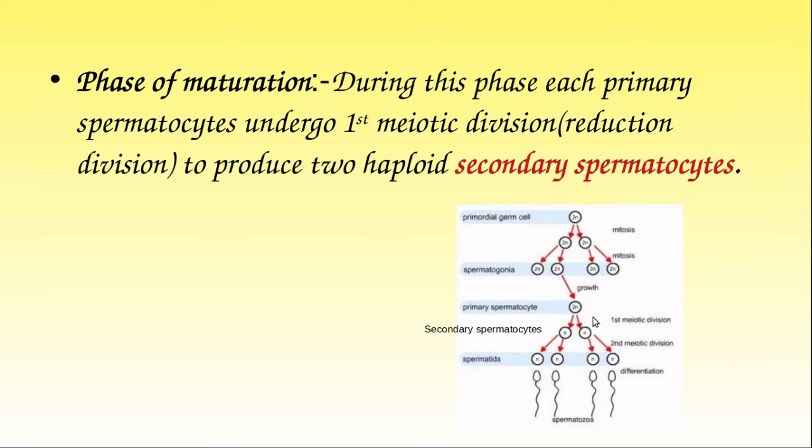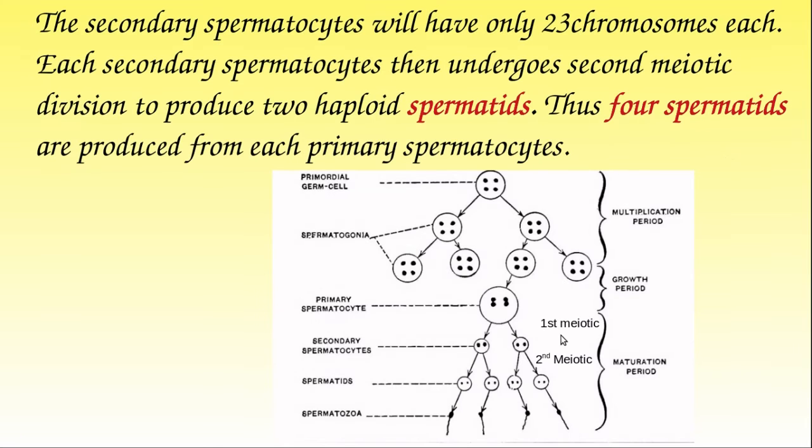The primary spermatocyte undergoes the first meiotic division to form secondary spermatocytes, which are haploid. The chromosome number becomes reduced to half, so these daughter cells are called secondary spermatocytes. So, phase of multiplication, phase of growth. After the phase of growth, primary spermatocytes are formed. Now the primary spermatocyte undergoes the first meiotic division, which is a reduction division, to produce secondary spermatocytes, which are haploid. We got it? Now what happens?